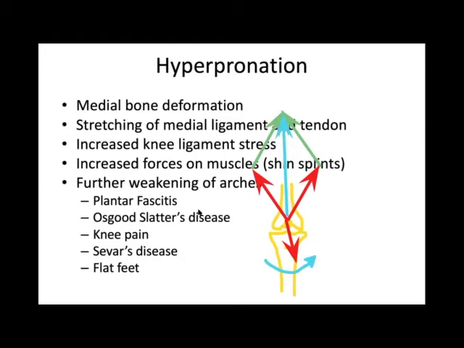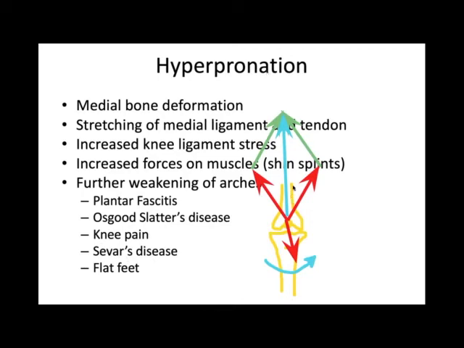All right, so now all of a sudden we have a mechanism for knee pain associated with hyperpronation. We also have potential for Achilles tendon pain associated with hyperpronation, and that's the beginning of Sever's disease. So there's lots of potential issues that can occur.